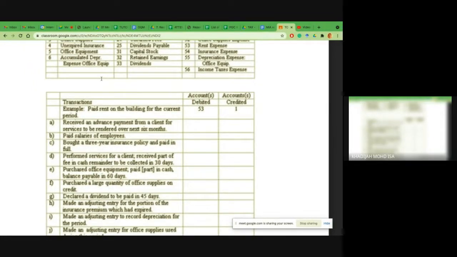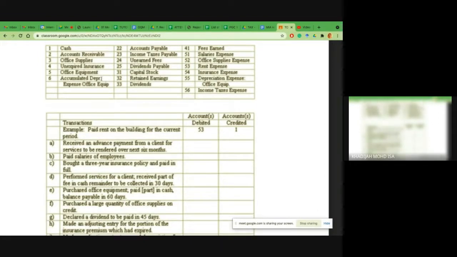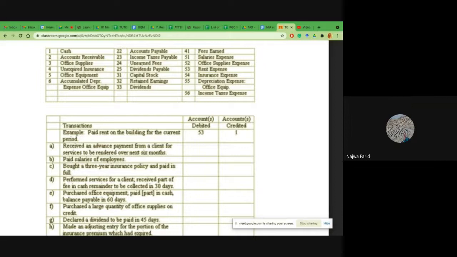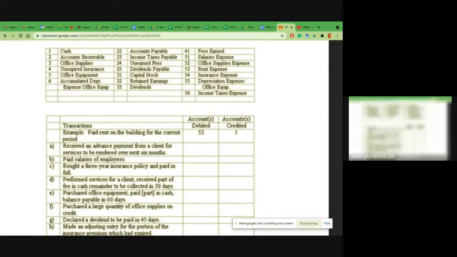Perform services for a client, receive part of fee in cash, remainder to be collected in 30 days. So in this case, services have been performed, so revenue earned. Right, so what kind of revenue is this? Service for client, revenue, where is it? 41, fees earned. Is it fees? I think it should be fees earned because it has no other revenue account. All right, fees earned to be credited. Why credit fees earned? What is the type of account? Fees earned.